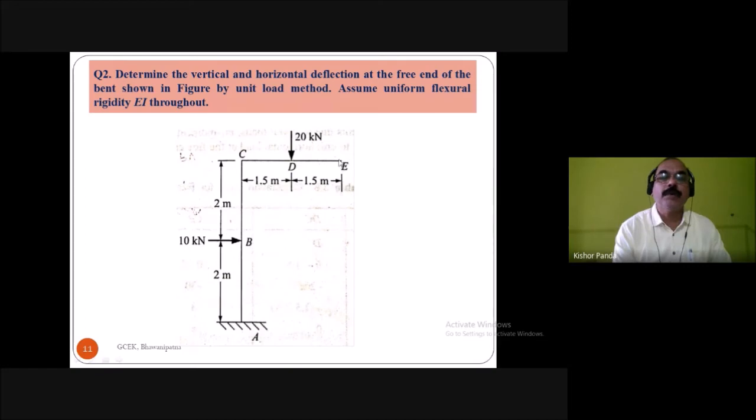So you have to apply a unit vertical force here, and you have to apply a unit horizontal force at E, because you have to find what the vertical deflection at E is and what the horizontal deflection at E is. So first you have to find the moment due to the external force, that is M. Then find the moment due to the unit vertical force, this is m1. Then find the moment due to the unit horizontal force, that is m2. So first you find the moments capital M, small m1 and small m2 due to the external force, the unit vertical force and the unit horizontal force at E.